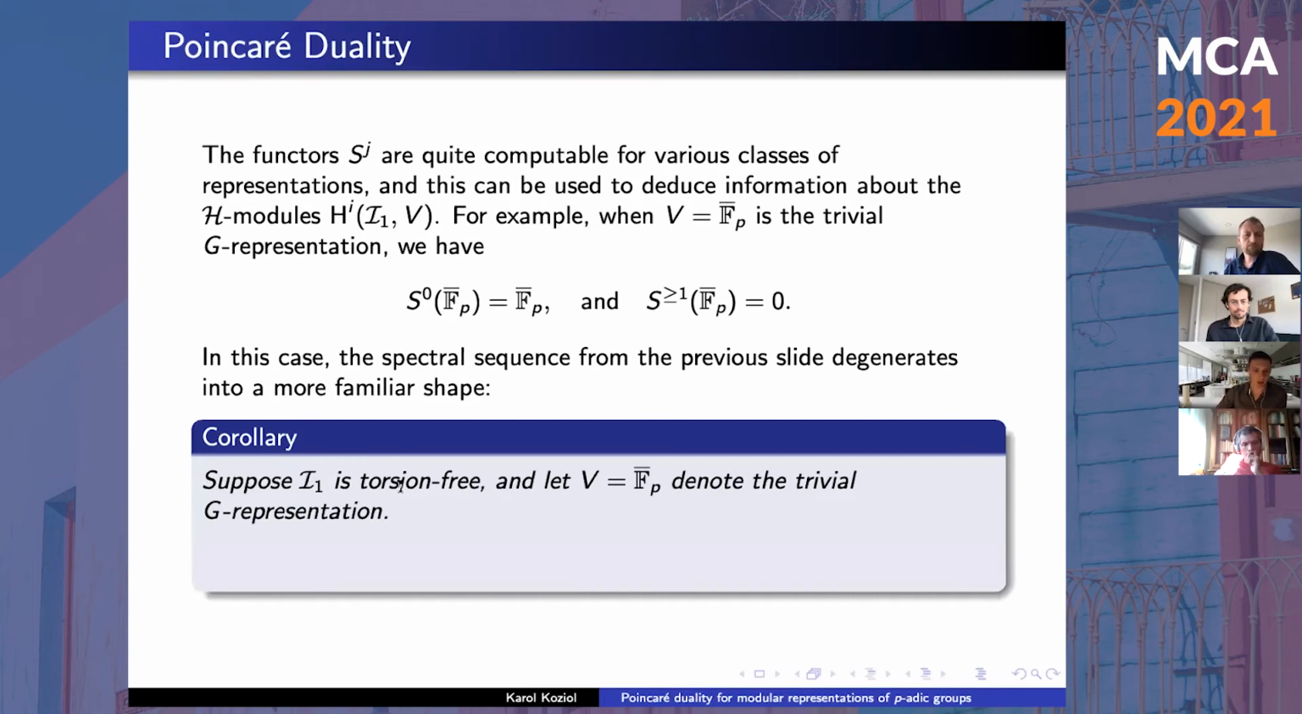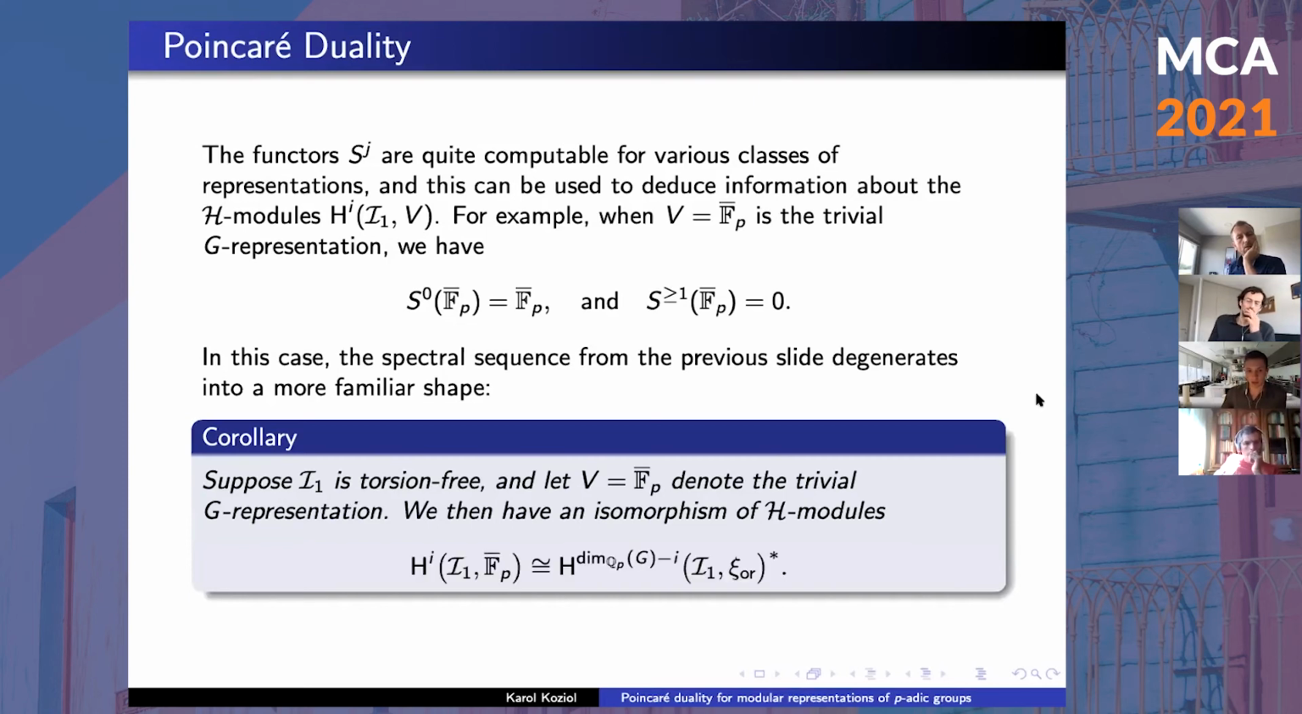Supposing again I1 is torsion-free, as always, and V is the trivial representation, where G can be anything, we then have an isomorphism of Hecke modules, which looks as follows. On the one side, I have H^i of this pro-p Iwahori with trivial coefficients. On the other side, I have the complementary degree with a dual and with coefficients in this orientation character. This is analogous to Poincaré duality that you would see in topology, where if I'm considering non-orientable manifolds, I always have to twist by the orientation bundle.